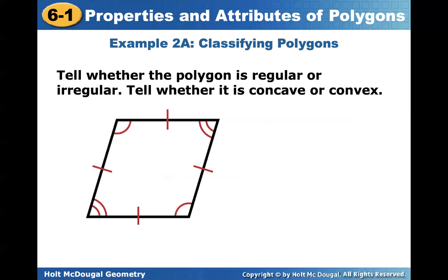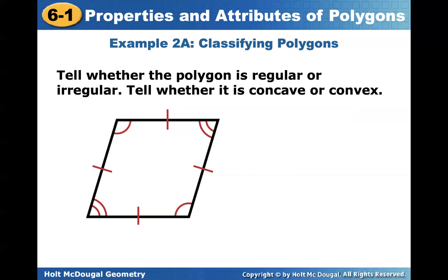Tell whether the polygon is regular or irregular. Tell whether it's concave or convex. So the first thing is regular, irregular. Remember, regular has to have equal sides and equal angles. Does this have equal sides and equal angles? It doesn't. It has equal sides, but it does not have equal angles. These two are equal and these two are equal, but are they equal to each other? They are not. So this is not regular. This is irregular technically. It's very close to being regular, but it's not.